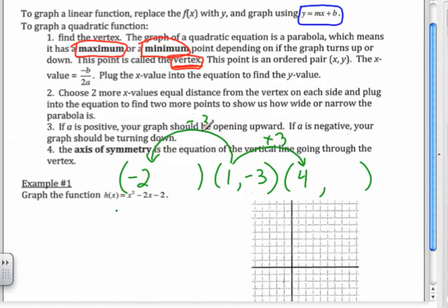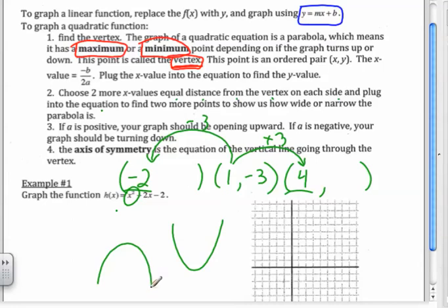So then, to find these other 2 points, you plug in these values and find their y's. So 2 says, choose 2 more x values equal distance from the vertex on each side and plug into the equation to find 2 more points to show how wide the parabola is. Number 3 says if a is positive, like in this equation, that's 1x squared, so the a is 1, and that's positive. If a is positive, your graph should be opening upward. If a is negative, your graph should be turning down. So number 3 is just to check and see if you've got it right.